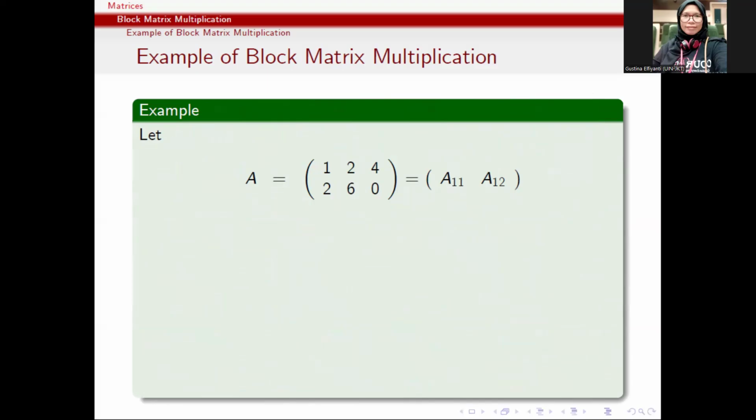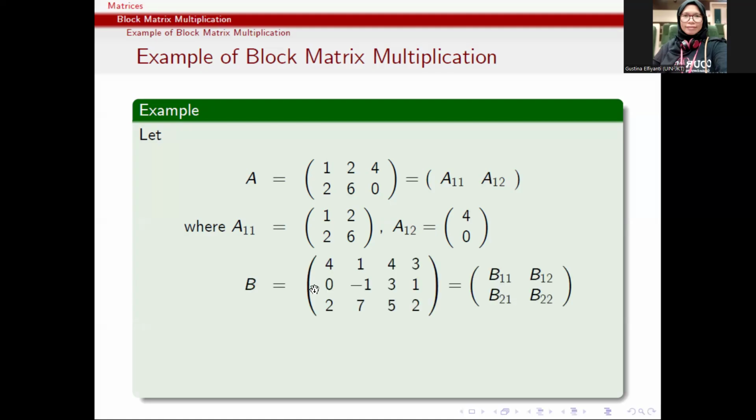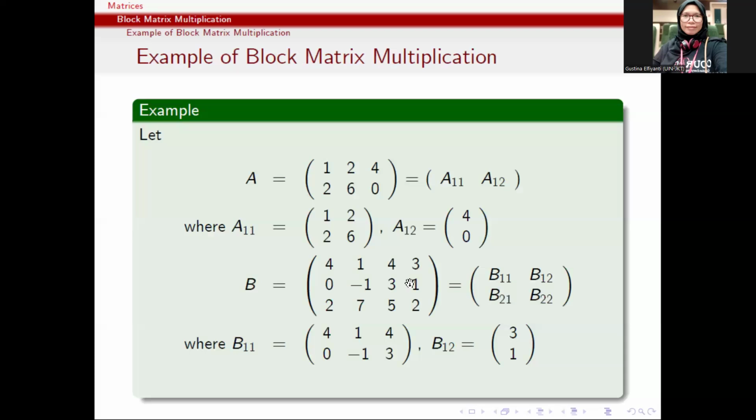Here as an example, let's say we have A, a 2×3 matrix, then we partition it into A11 and A12, where A11 is the first and the second column of A, and A12 is the third column of A. And we also have B, a 3×4 matrix, and we partition it into 4 blocks, say B11, B12, B21, and B22, where B11 is this one, and B12 this one, B21 is this one, and B22 is this one.